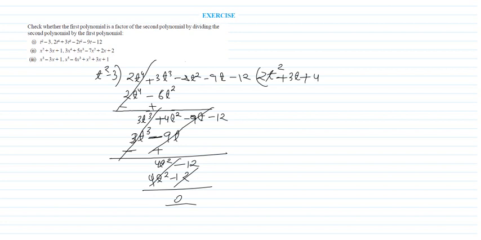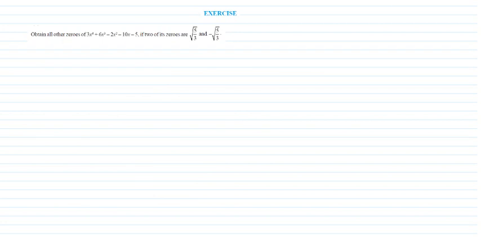Okay, and now what we need to do, we need to use the division method to find the other two roots. So we'll divide the given polynomial by x square minus 5 by 3.